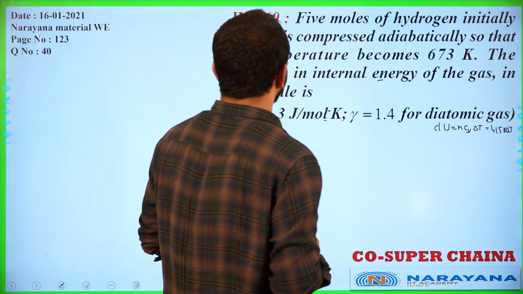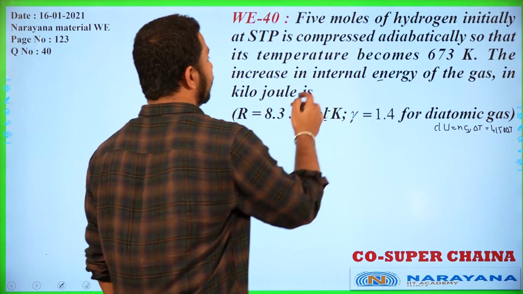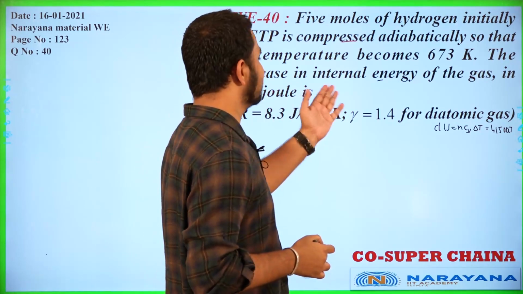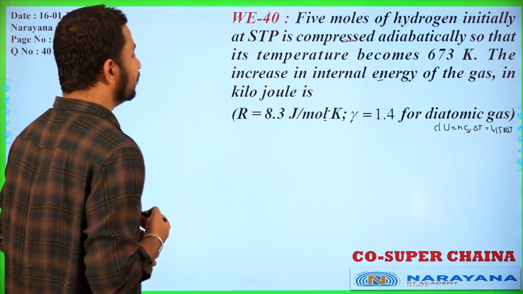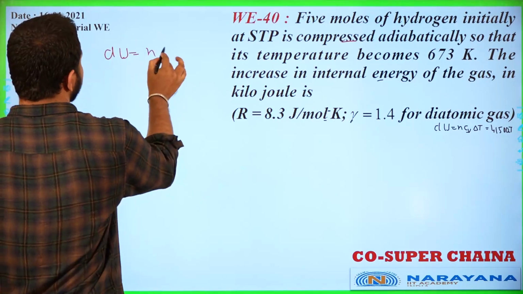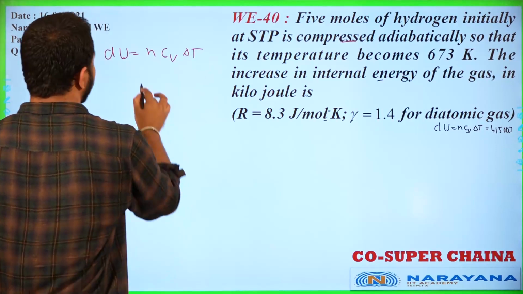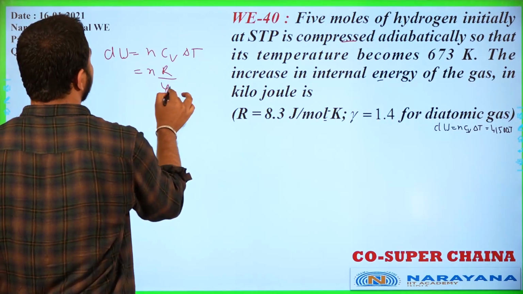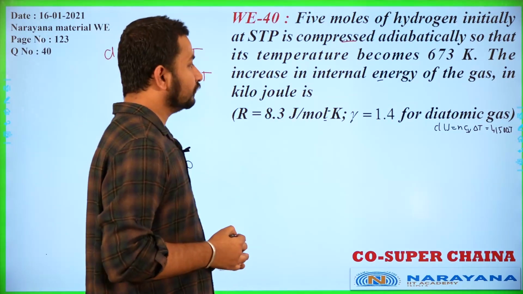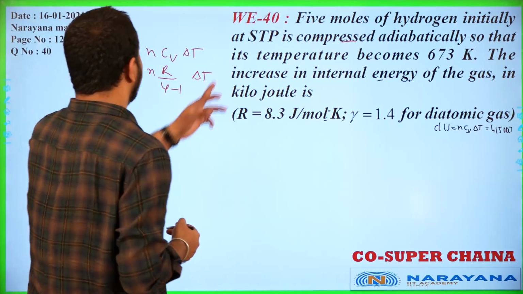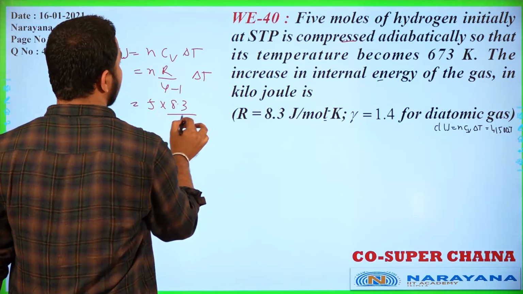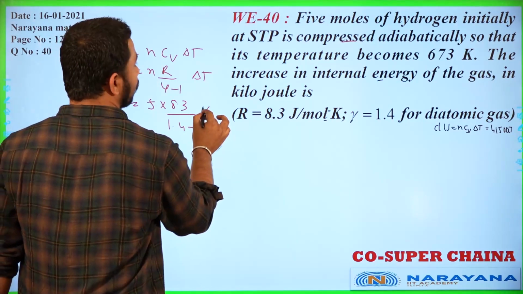5 mole of hydrogen initially at STP is compressed adiabatically. You have to find the increase in the internal energy, dU. So dU can be written as nCv delta T, which can be written as nR by gamma minus 1 delta T. R is given, gamma is given, and n is also given. So plug in 5 into 8.3 by 1.4 minus 1 into delta T.